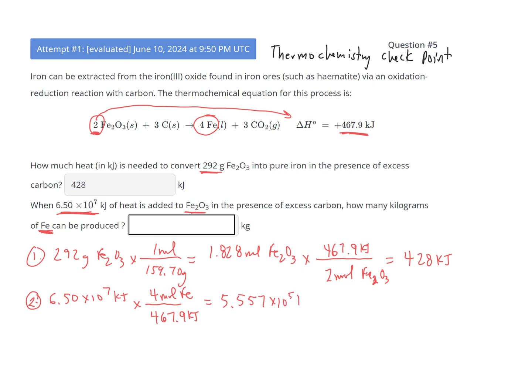Now be careful with units, right? Kilojoules cancel out. Moles of iron. We go to the periodic table, look up the molar mass of iron. For every 1 mole of iron that we've got, we need to have 55 grams of iron. So now moles are going to cancel out. We're going to have grams of iron, so multiply that by 55. And I get 3.05 times 10 to the 7 grams of iron.